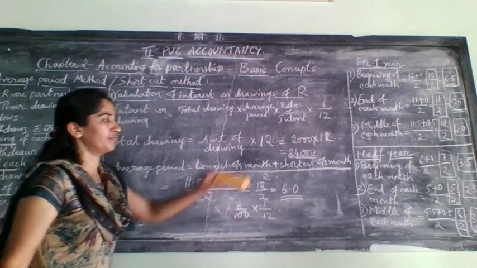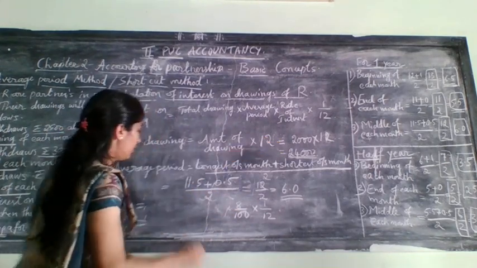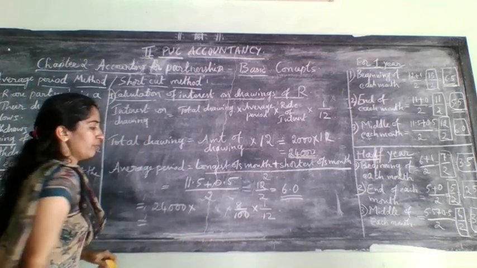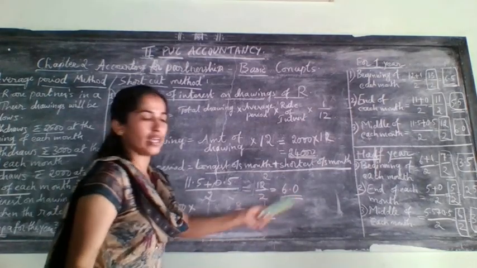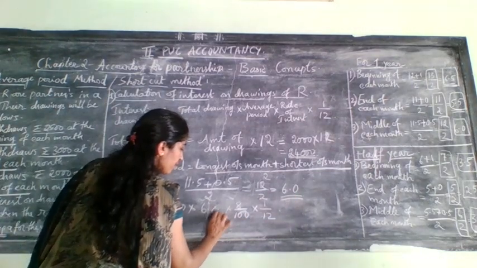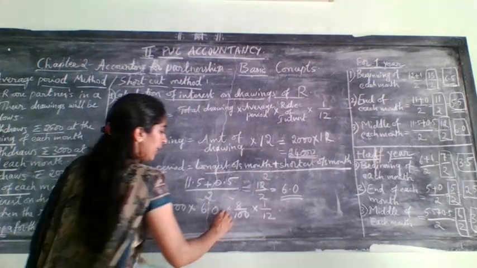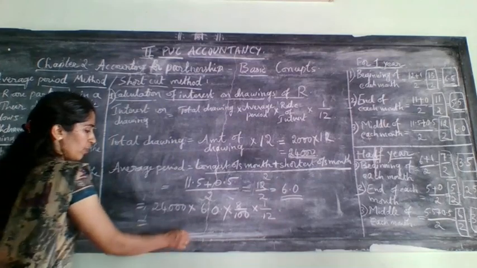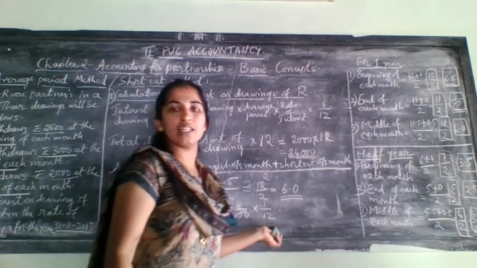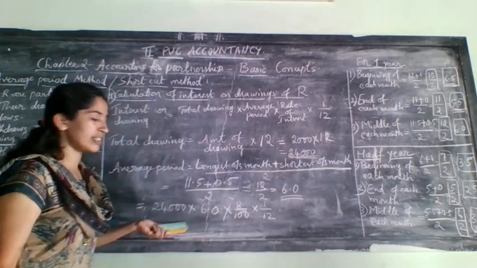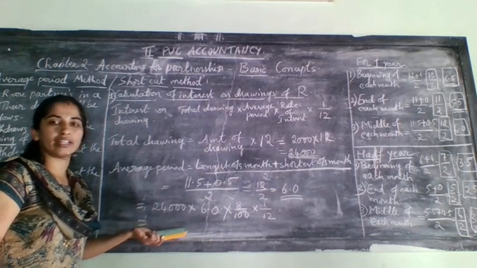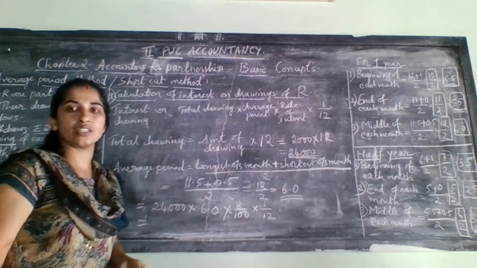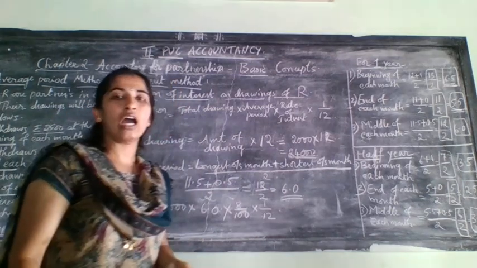Now, apply the value. Total drawing, this time for R, it is 24,000 into average period 6 into 8 by 100 into 1 by 12. After doing this in your calculator, you will get the answer. How much you will get? That you write down here. That is the amount of interest on drawing of R.